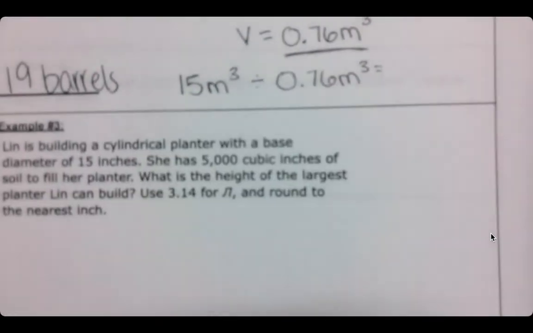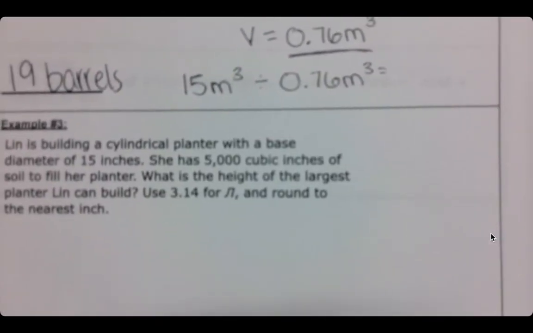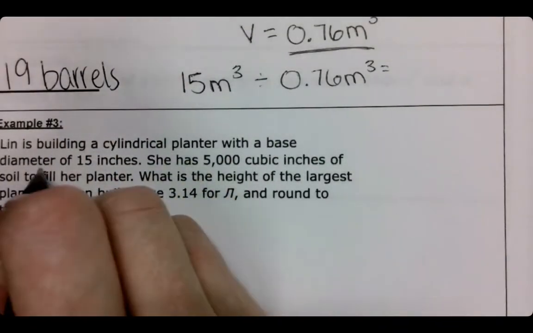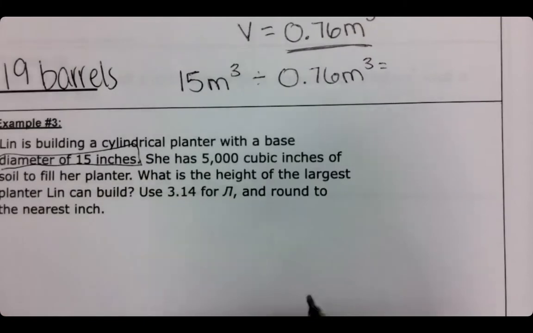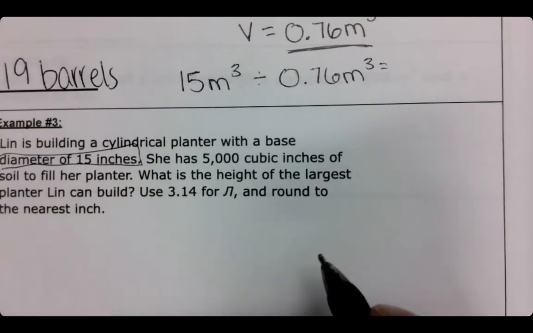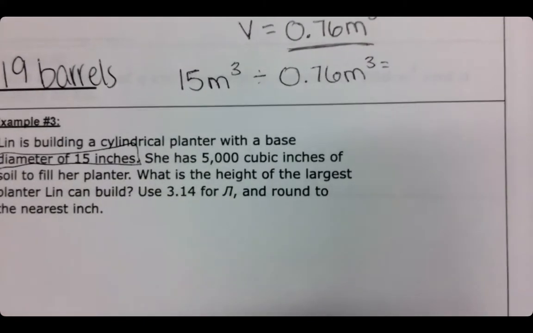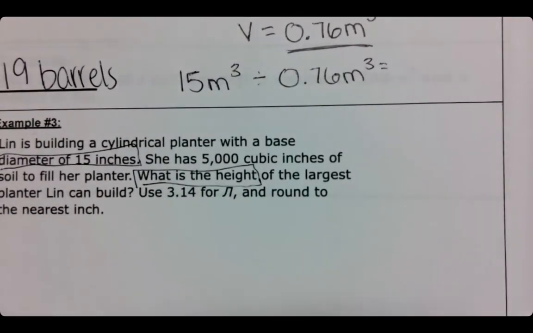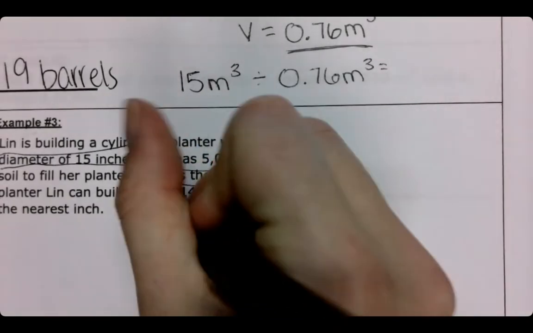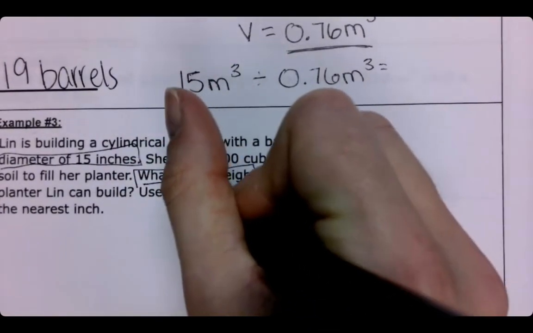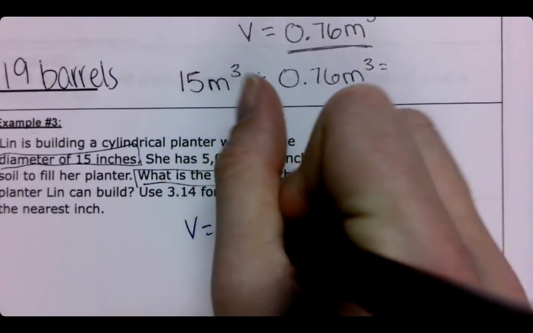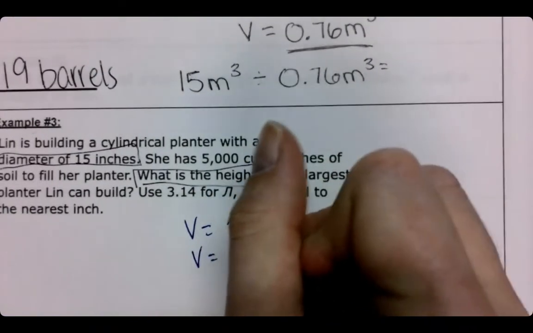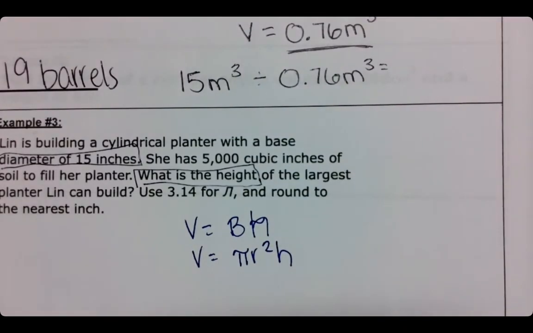Lynn is building a cylindrical planter with a base diameter of that. Okay, so we have a diameter of this. She has 5,000 cubic inches of soil to fill. What is the height? All right. What is the formula? Let's start there. Volume equals area of base times the height. Volume is pi r squared times h.